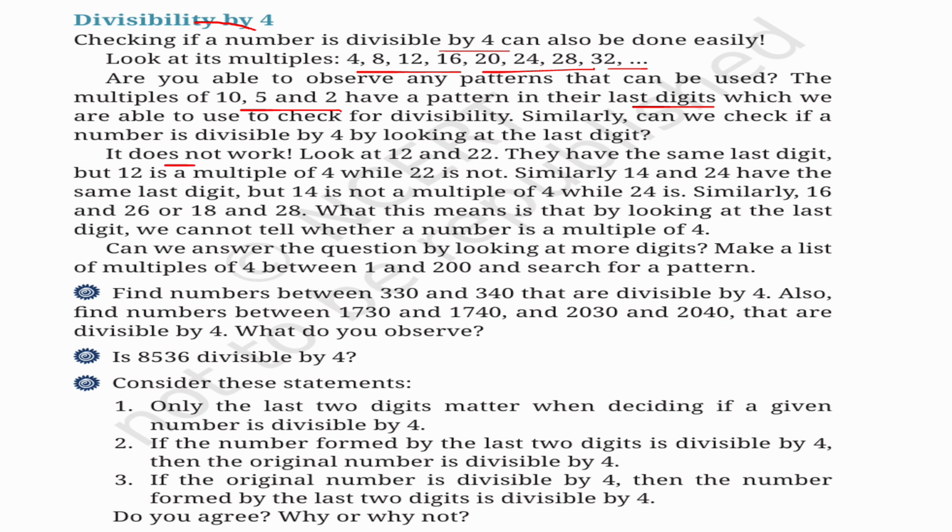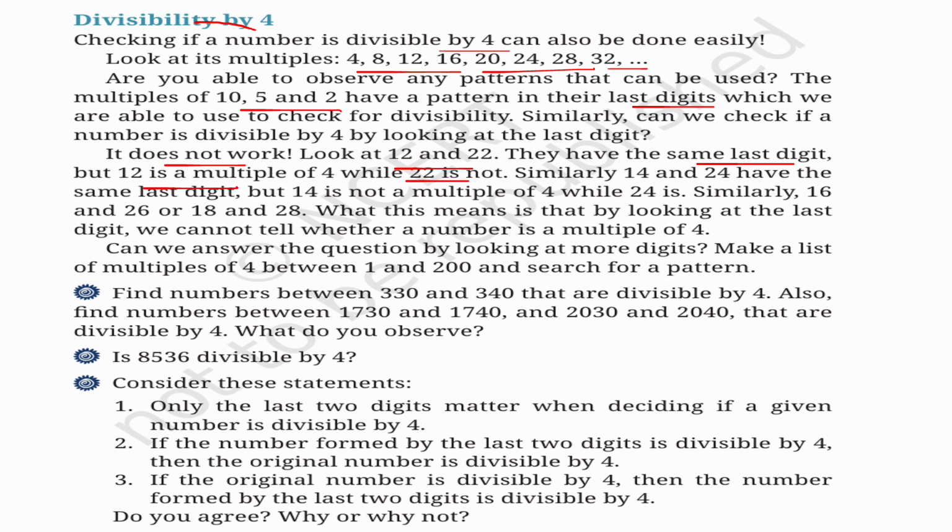It does not work. So, in order to check whether a number is divisible by 2, 5 or 10, we can use the last digit of the number. But in the case of divisibility by 4, looking at the last digit, we cannot check whether that number is divisible by 4. Look at 12 and 22. They have the same last digit.